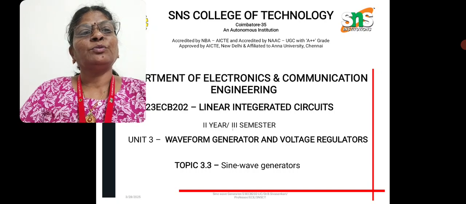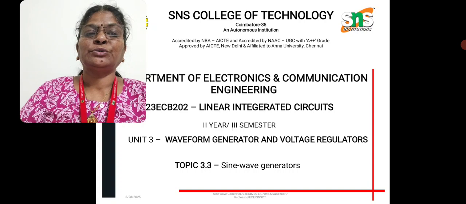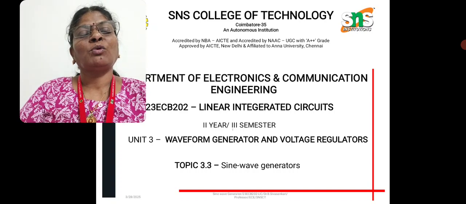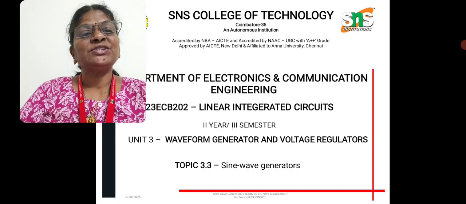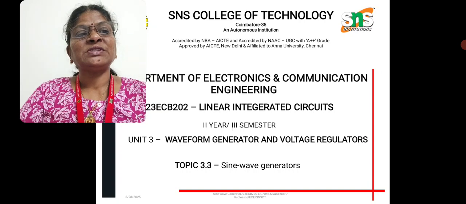So, in our waveform generators and voltage regulators unit, our third unit, we are running with our third unit. The first two topics, comparator and Schmitt trigger, we have already discussed in our previous sessions. Now, we are going to discuss sine wave generators.